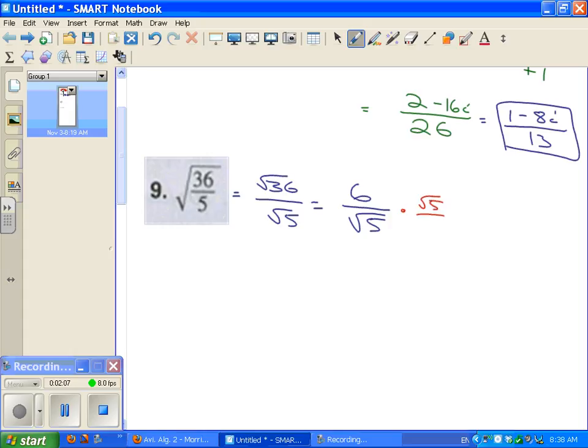Okay, multiply by square root of 5 over the square root of 5, because that is a 1 in disguise. All right, so in the top, I'm going to get 6 square root of 5. How about in the bottom? 5, because I'm going to get the square root of 25, which is 5. Any simplifying I can do here? No.